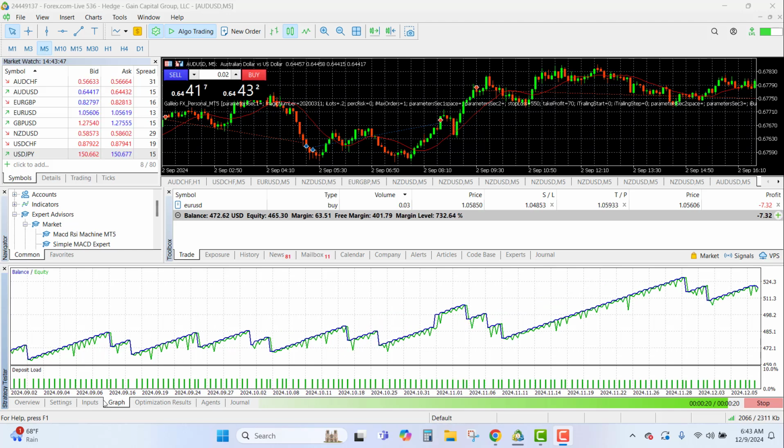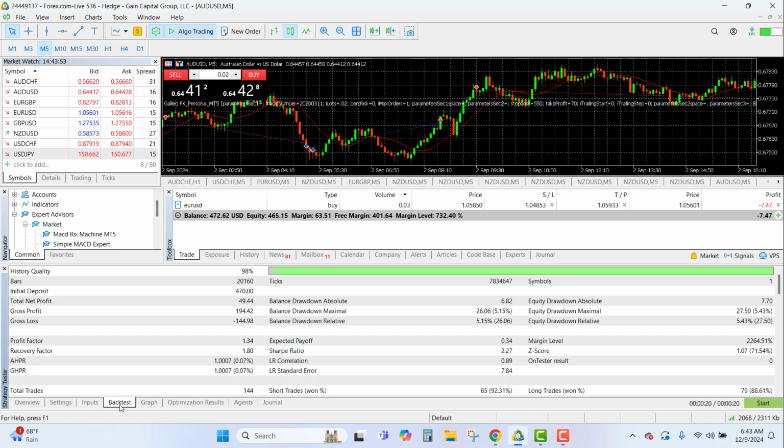Test is done. It looks like a happy little graph. We're going to go to backtesting. You see you make $49.44. Your drawdown is $27.50. All right? That means that if you buy the Australian US dollar, there's a chance that your equity, your free margin, can drop by $27.50.